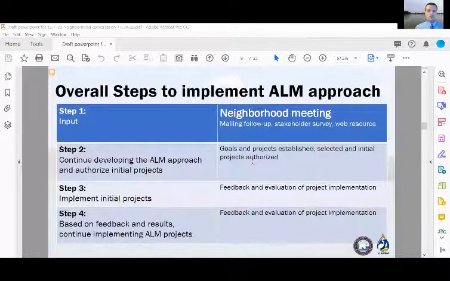There are 4 steps to the adaptive lake approach. The first is the most important, and that is listening and input. That is what tonight is all about. The second step is to take that input, work with the science, and develop management approaches and initial projects to try to achieve goals and management objectives. The third is to implement those projects. And the fourth, and very importantly, is to get feedback both from stakeholders and from looking at the science of what's happening in the lake, adjusting based on that feedback and scientific evaluation, and then doing it all over again, but improving yourself because you evaluated what you did.